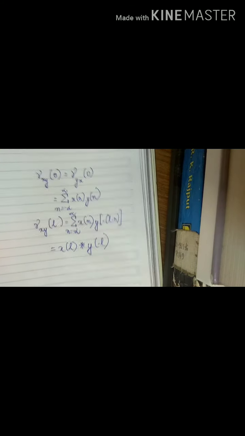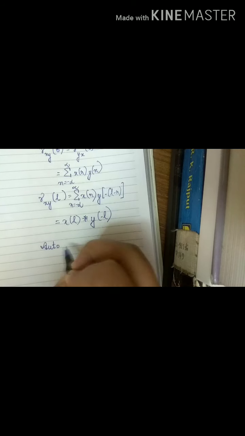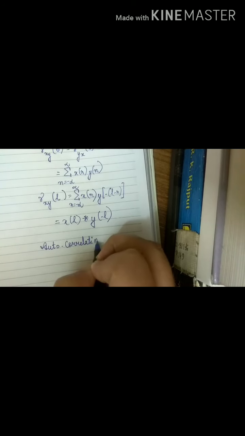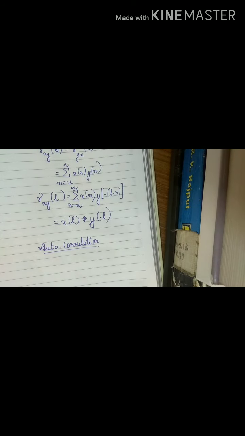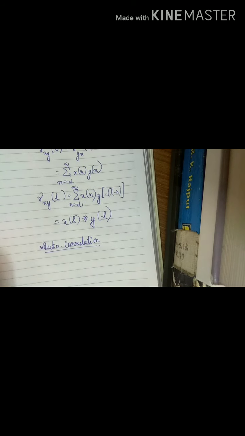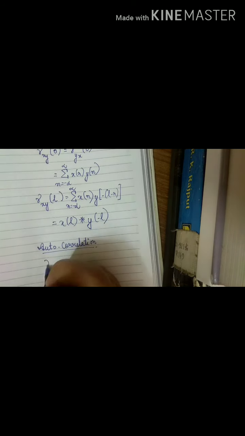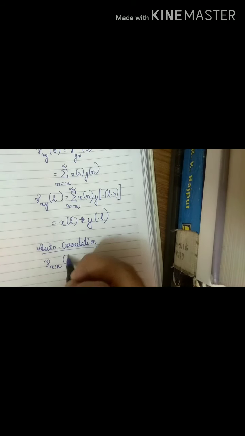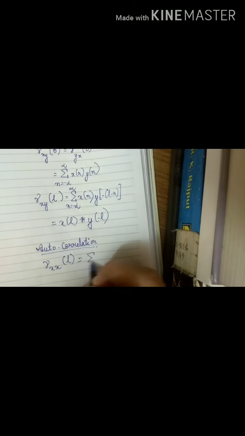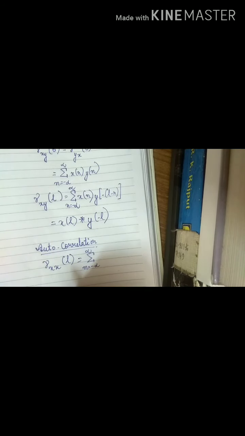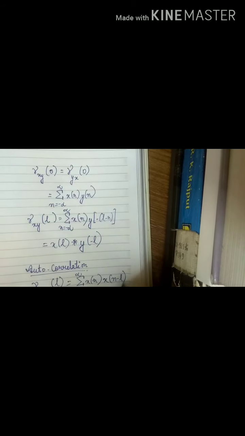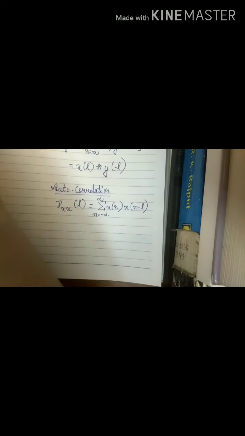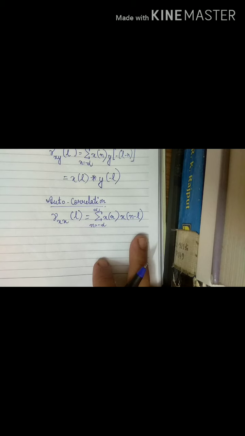Next we move on to autocorrelation. Autocorrelation of a sequence is correlation of a sequence with itself. The autocorrelation of the sequence can be defined as, since it is a correlation with itself, therefore instead of writing y, we will write as xx, then the lag L, minus infinity to infinity being the range of n, x(n) and also x(n minus L). So x(n) is the original sequence and x(n minus L) is the shifted sequence.